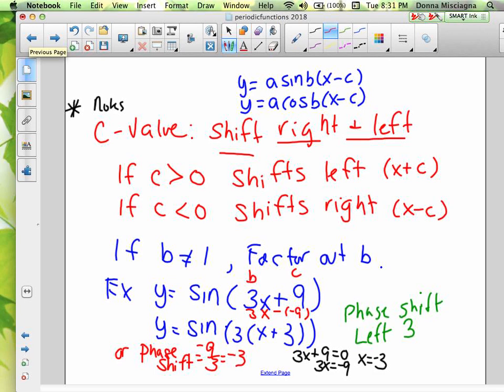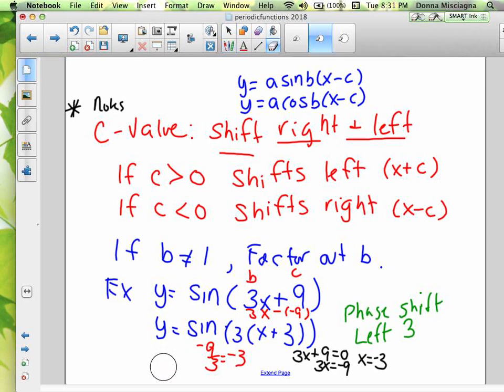So if you can remember that, then you can use c divided by b. Actually, let me write that down. So here's another way to get our phase shift, is to take c divided by b.